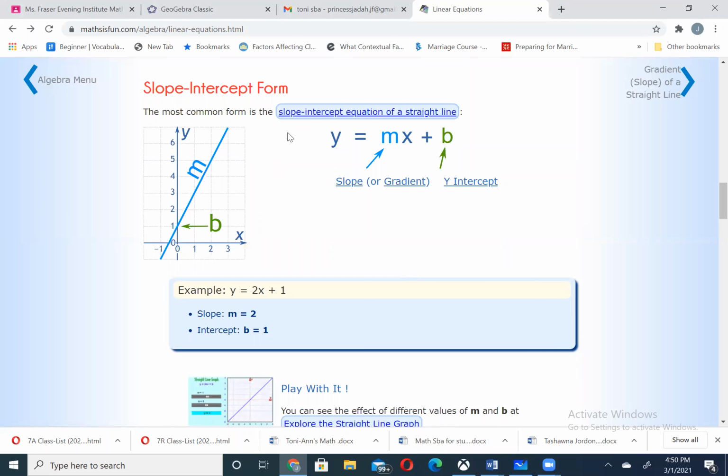Now, there is the slope-intercept form, which is the standard form, y equals mx plus b or y equals mx plus c, right?